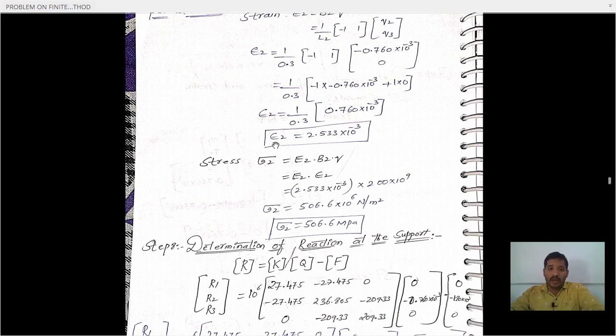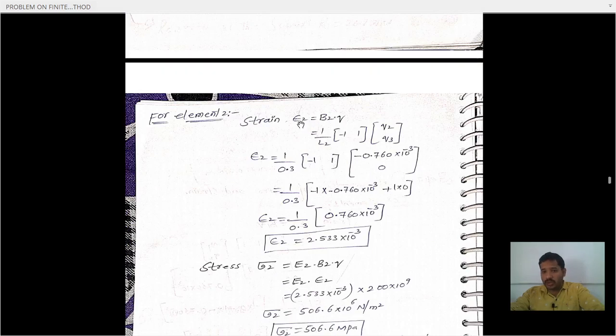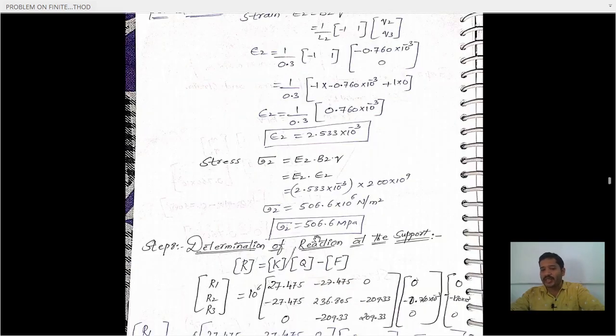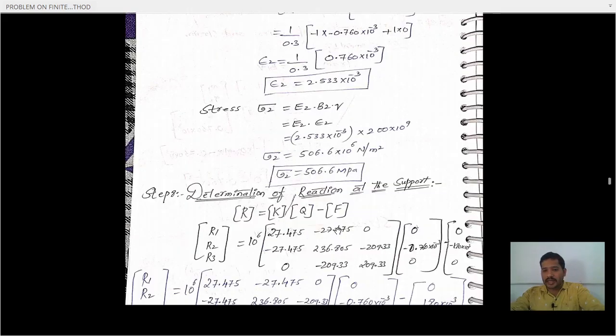After getting the strain of the second element, we need to find out the stress for the second element. If you want to find out the stress for the second element, it is the modulus of elasticity into strain, so E2 as it is. B2Q replaces the strain value e2. So what is the value of e2 here? 2.533 into 10 power of minus 3. What is the modulus of elasticity value here? 200 into 10 power of 9. If you multiply, then you will get the answer 506.6 megapascal.